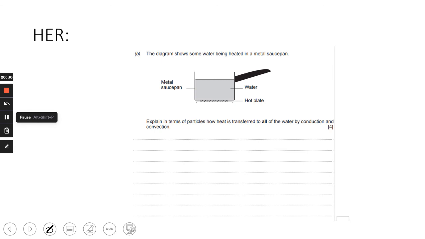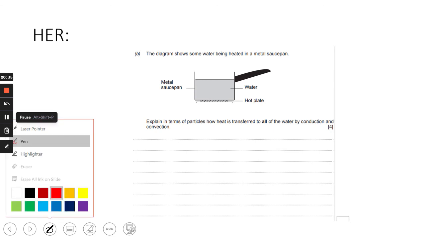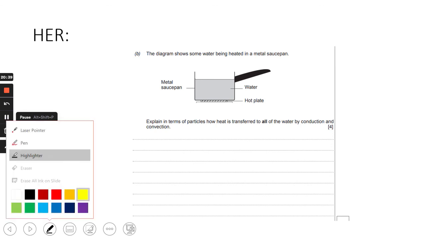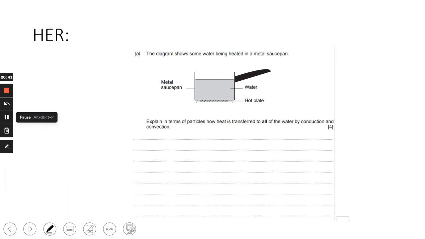Okay, if you have time, try and complete this challenge question. So we're going to start exactly the same way by highlighting key bits of information. So the diagram shows some water being heated in a metal saucepan. Explain in terms of particles, so we know we're talking about the particles, how heat is transferred all the way through the water by conduction and convection. So make sure you talk about both.